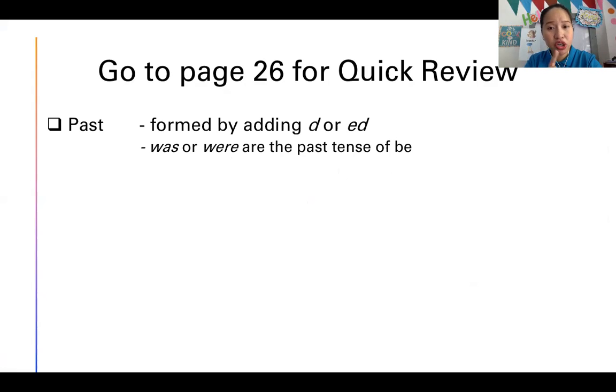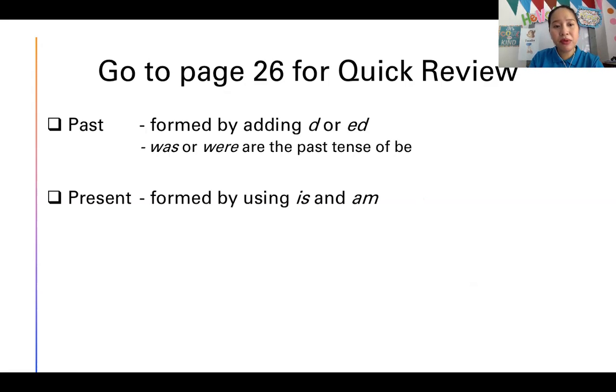But if it's an irregular verb, of course, you're going to change that. So, for D or ED, for example, walk. The past tense of walk, you're going to add ED. So, it becomes walked. Right? And you're also going to use was for singular and were for plural in the past tense. Okay? So, the past tense of be. These are be verbs. The present of was is is, and the present of were is are. Follow?